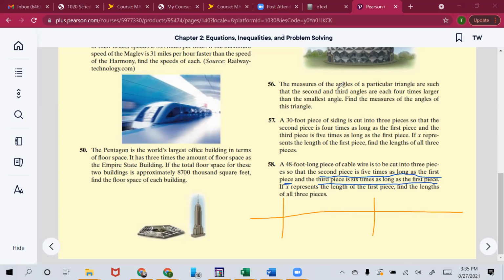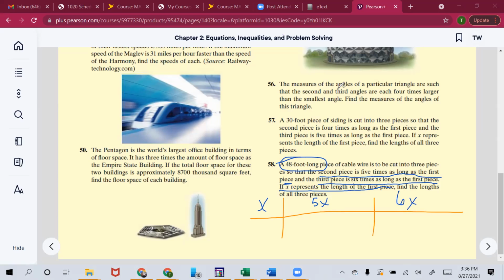If x represents the length of the first piece, they're already telling us that the first piece is x. So I can just go ahead and put an x right there, so the length of that one is x. Let's talk about the second piece. It's 5 times as long as the first piece. Do you see how we're doing many little translation sentences multiple times to get this? That's all we're doing. So 5 times as long as the first would be 5x. And then the third piece is 6 times as long as the first piece, so 6 times would be 6x. And then we know it's a 48-foot long piece of cable.